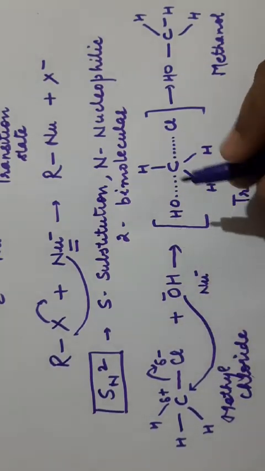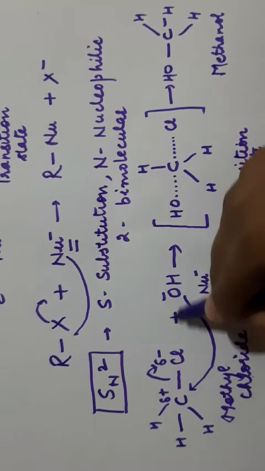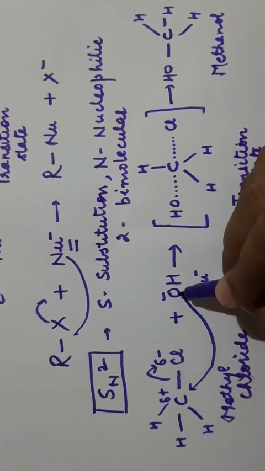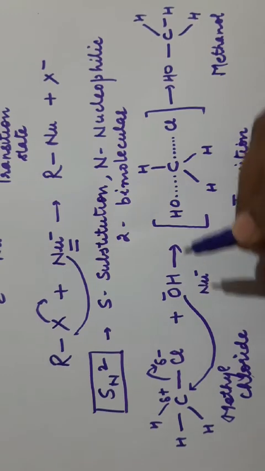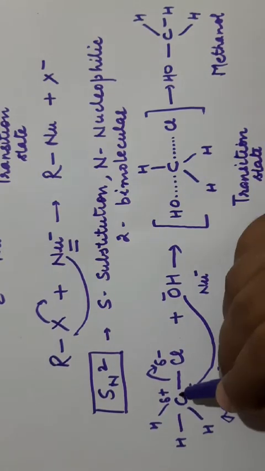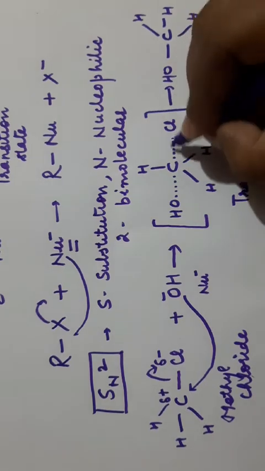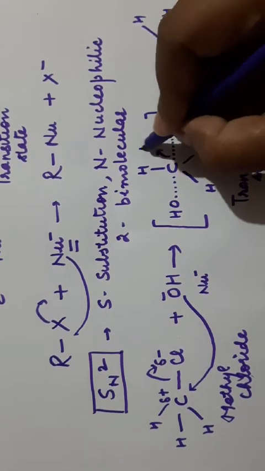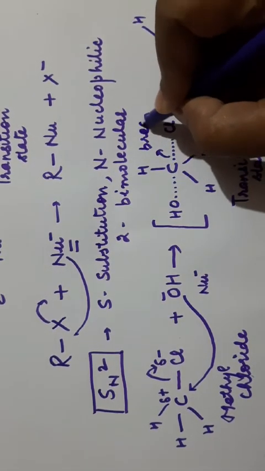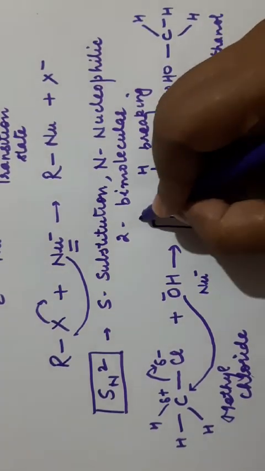It will attack from the back side because both are negatively charged. If it is going from the same side, they will repel each other because they both are negatively charged. Their electron clouds will repel each other. So the attack of the OH will take place from the back side, attack at the carbon, and at the same time this C-Cl bond starts breaking. This bond is breaking and this bond is forming.